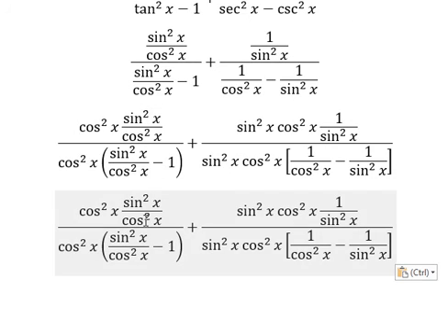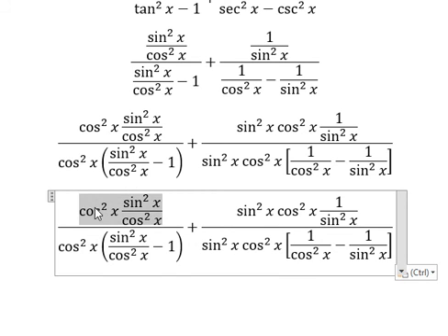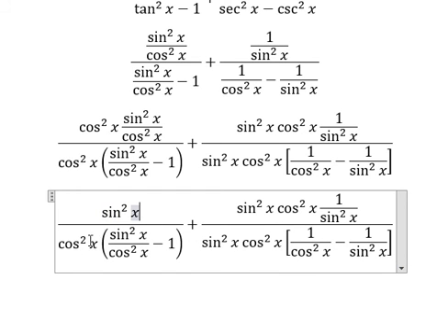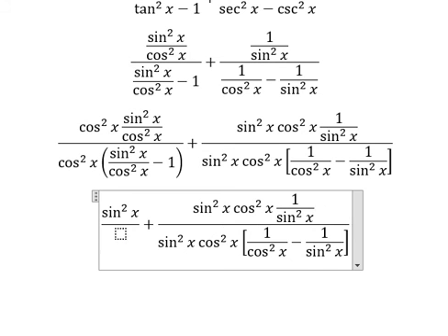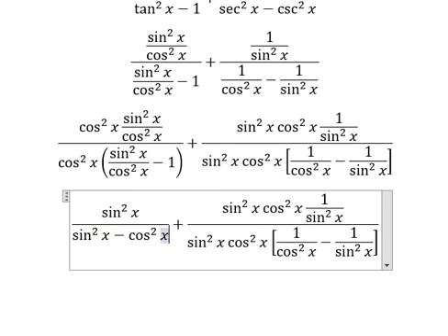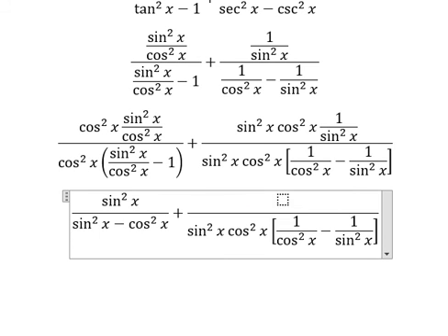Cosine squared x divided by cosine squared x. This one we have sine squared x. Cosine squared x multiplied by this one and this one. We will have sine squared x minus cosine squared x. This one we have sine squared x simplified by sine squared x. So this one we have cosine squared x.